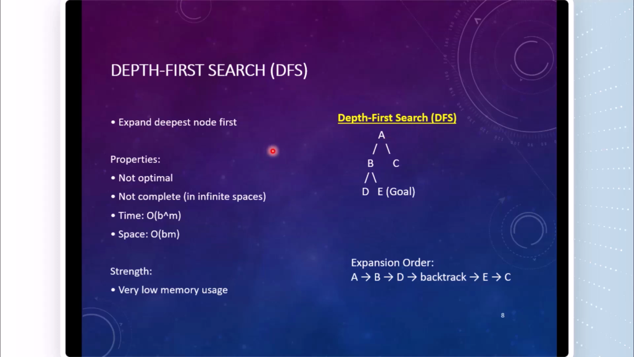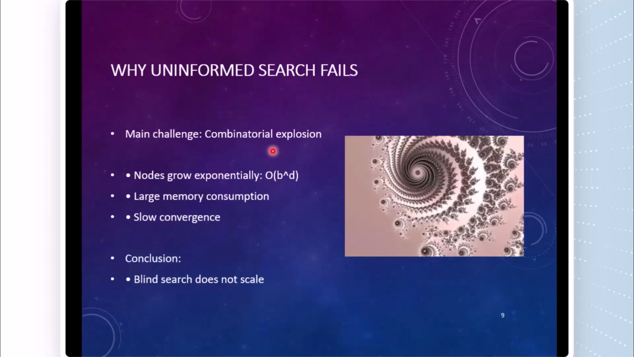So the next is, let's look at why uninformed search fails. The main challenge, we talked about it in the last class as well, is combinatorial explosion, and so on and so forth. So let's proceed because of time.